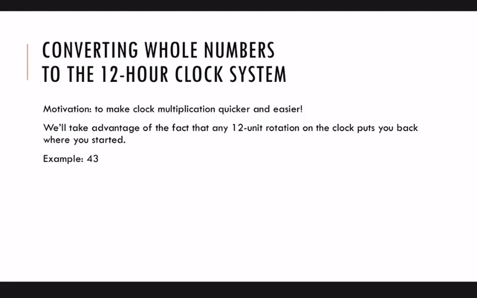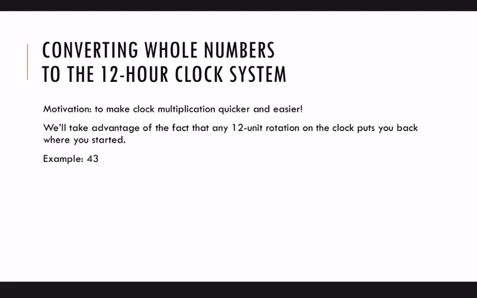All right, so one fact that we're using is the fact that any 12-unit rotation on the clock puts you back where you started. So if you start at 3 o'clock and you add 12, you're going to end up at 3 o'clock. Now, a.m. and p.m. switch, but it's still the same numerical time. Or 11 o'clock plus 12 hours is still 11 o'clock. So let's look at converting 43 into the 12-hour clock system.